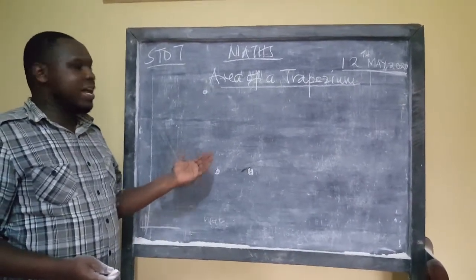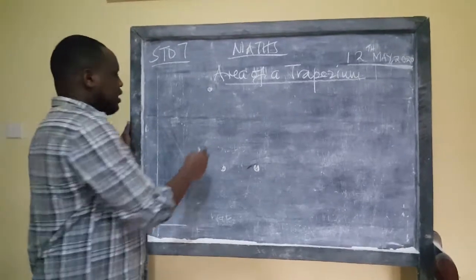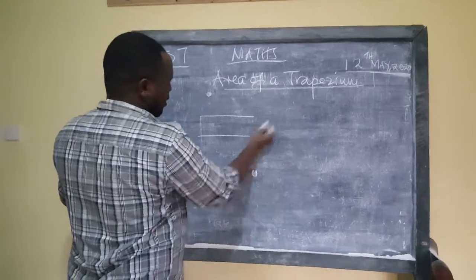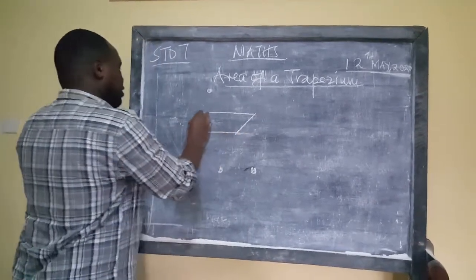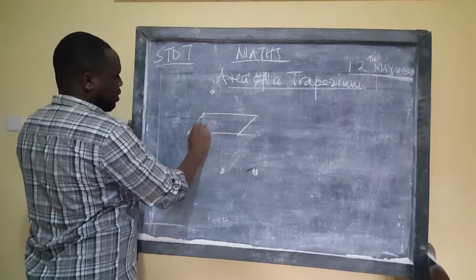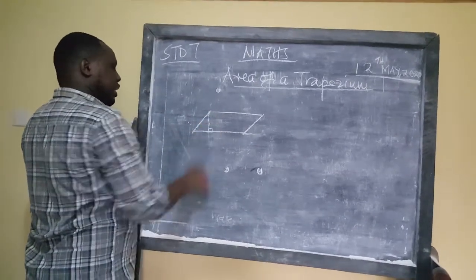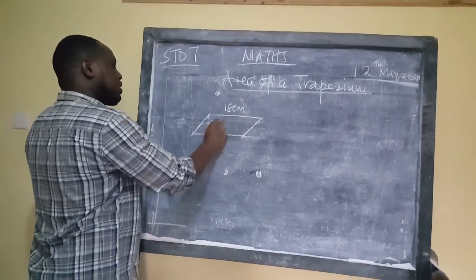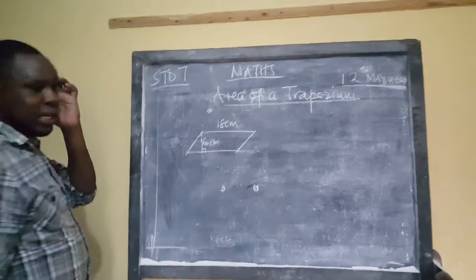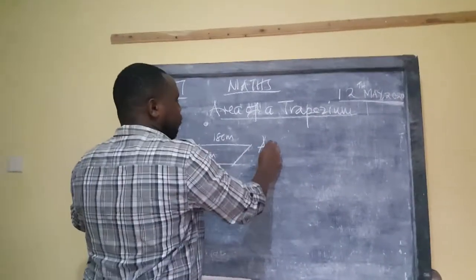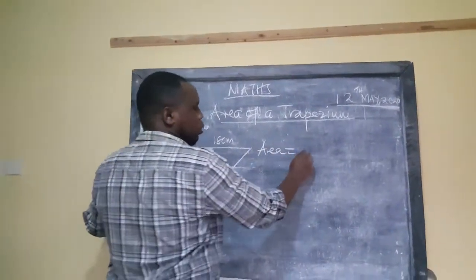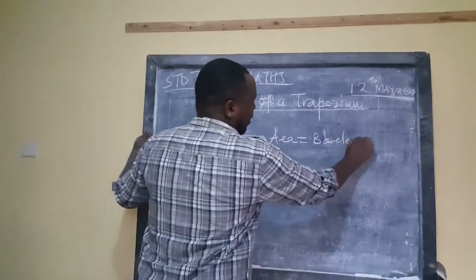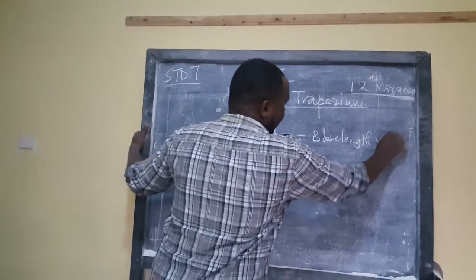Yesterday we were doing area of a parallelogram, and we said a parallelogram is a figure that looks like this. It has a perpendicular height and a base length. Assuming this is 18 centimeters and this 6 centimeters, we can calculate the area. So the area of the parallelogram will be equal to base length multiplied by the height.